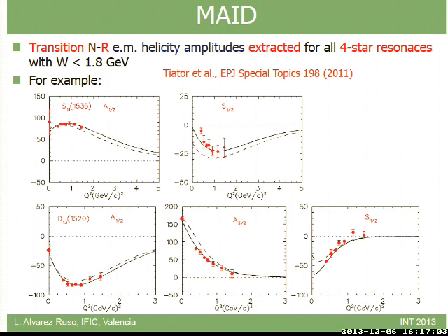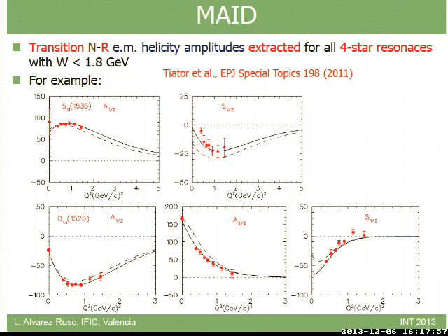Let me mention that the points that you see in the plots are not data, they are the result of the analysis. They are fits at fixed Q square. MAID performs two kinds of fits at fixed Q square, and those are the points that you see, and then they have global analysis, which are the curves that you see here. The difference between the two curves in each plot is an earlier and a later analysis. The moment they get more data, they do a new analysis and update.